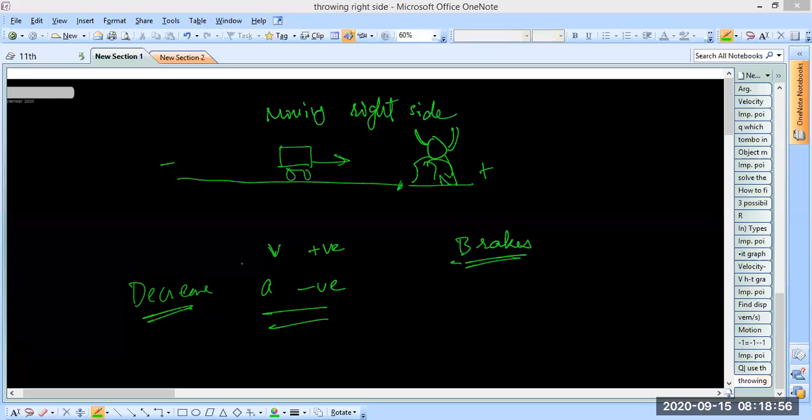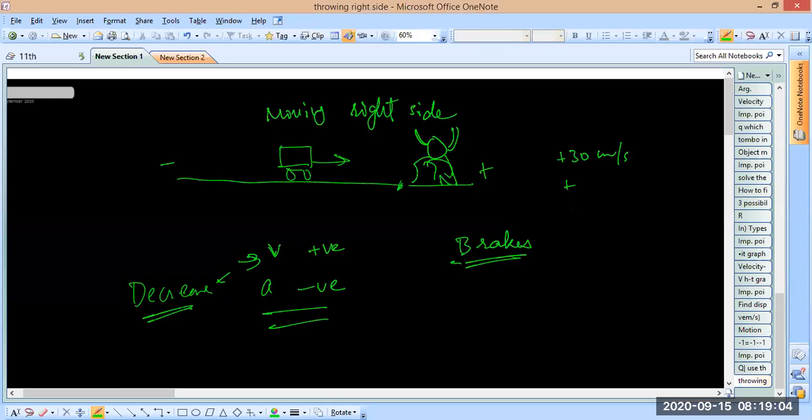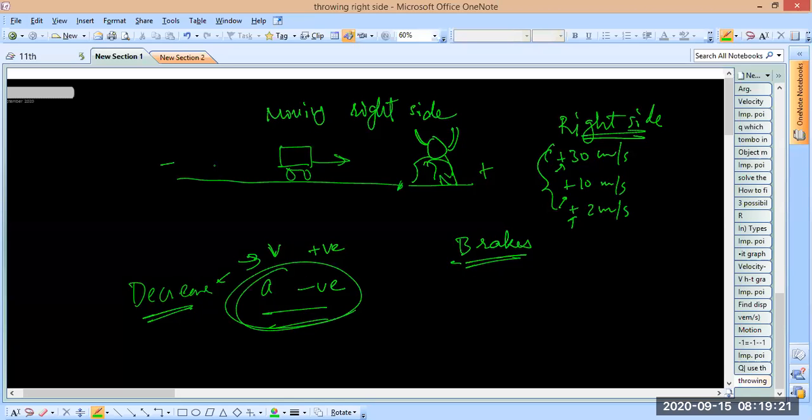So what will happen is that the velocity will decrease. For example, earlier the velocity was plus 30 meters per second. Gradually it will become 10 meters per second, and finally it will become very slow. But that does not mean the vehicle is moving towards the left side. The vehicle is still moving towards the right side because velocity is positive. Understood? Acceleration is negative, that's in this direction, but velocity is in this direction. But the vehicle will still move towards the right side.